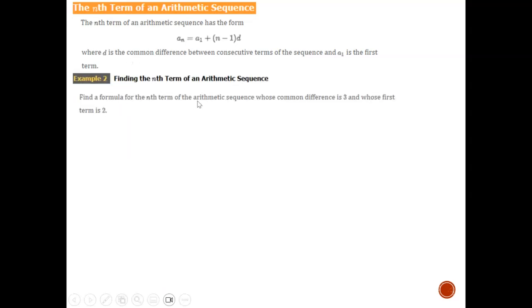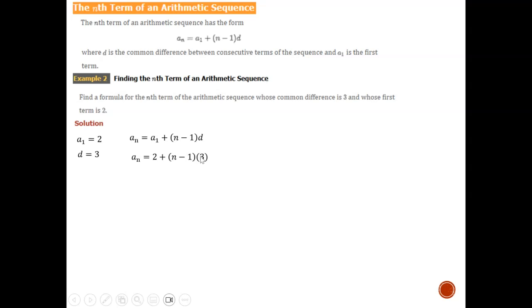This is one example. It says finding the nth term of an arithmetic sequence. Find the formula for the nth term of the arithmetic sequence whose common difference is 3 and whose first term is 2. Everything's given to you: they give you the difference and the first term. So my first term is 2 and the difference is 3. All I'm going to do is plug them into the formula. My a1 is 2 and my difference is 3.